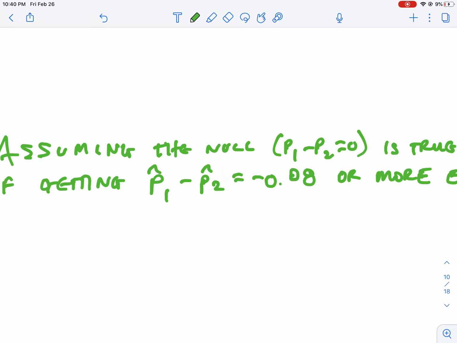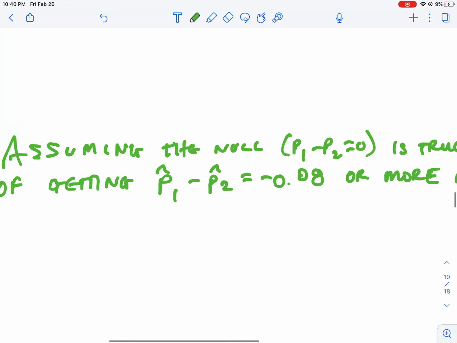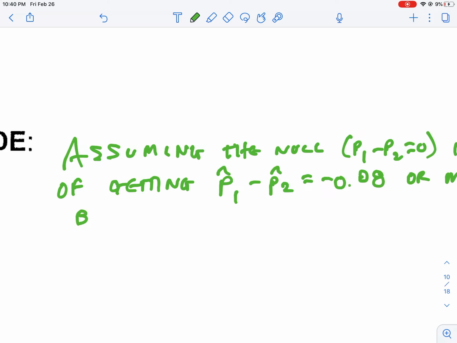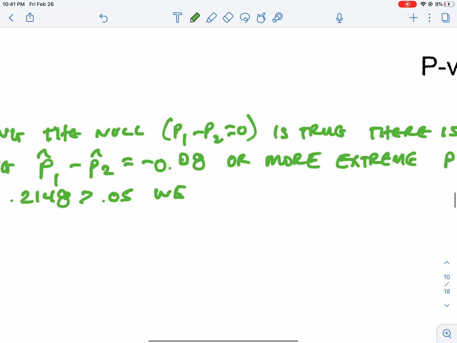And so that's the first part. So we just literally laid out our result there. And so then next we're going to talk about comparison to the alpha level, because 0.2148 is greater than 0.05. We fail to reject the null.